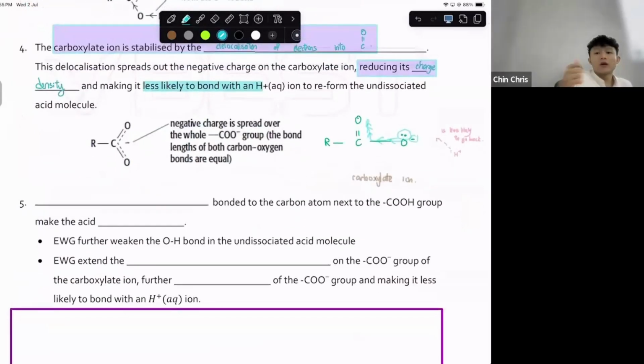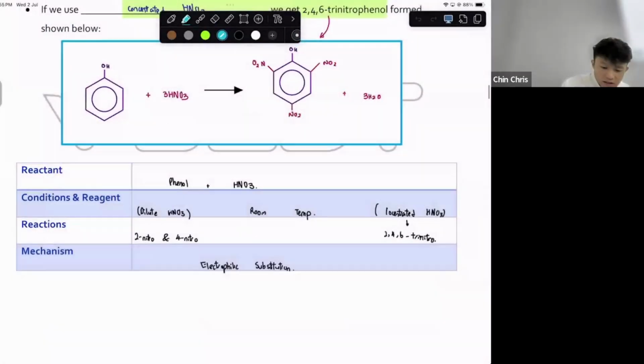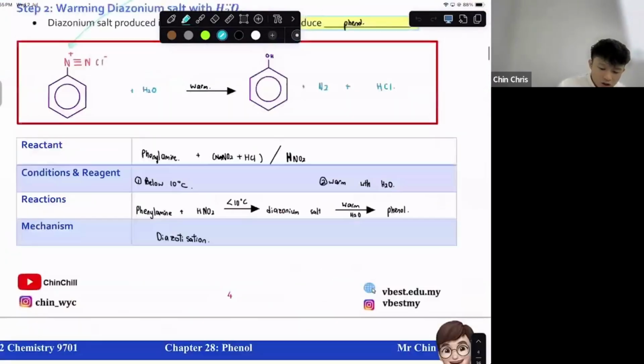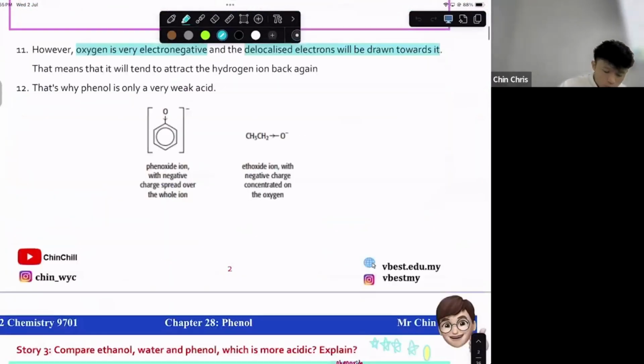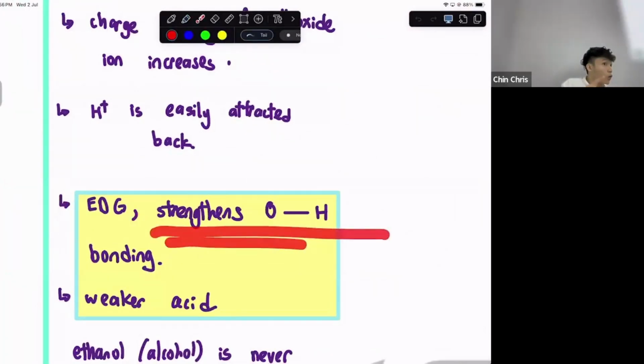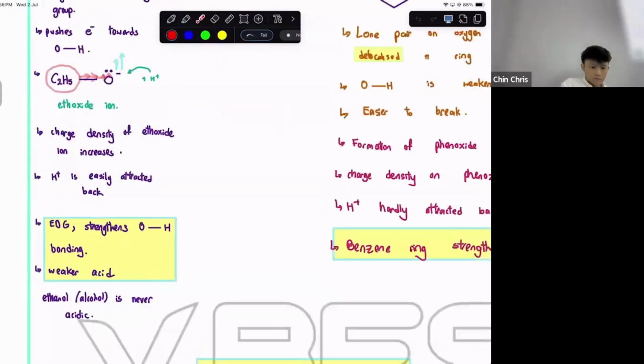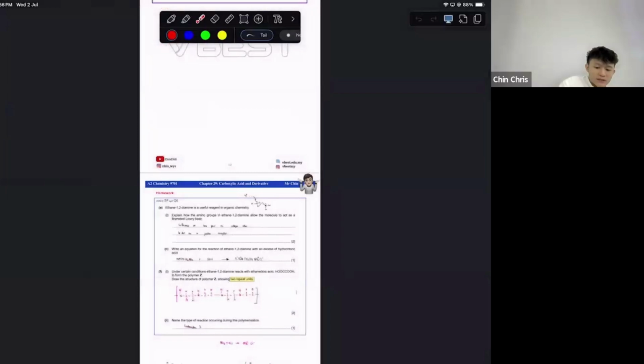Alright guys. Last week we talked about phenol. So let's go back to phenol again. I did mention the electron donating group. Remember, as long as you have an electron donating group, it always strengthens the OH and makes the acid weaker. Now we have the opposite.